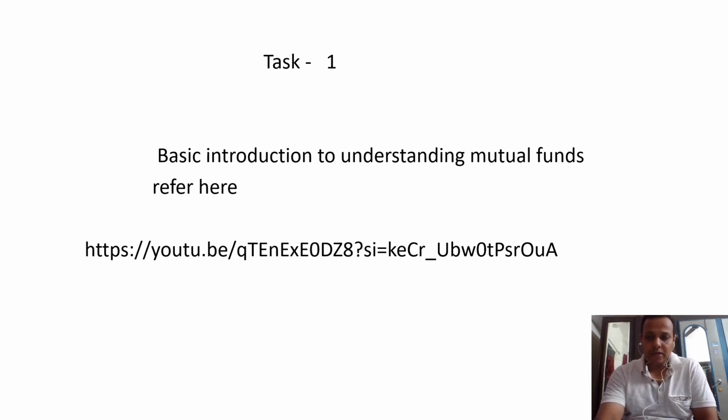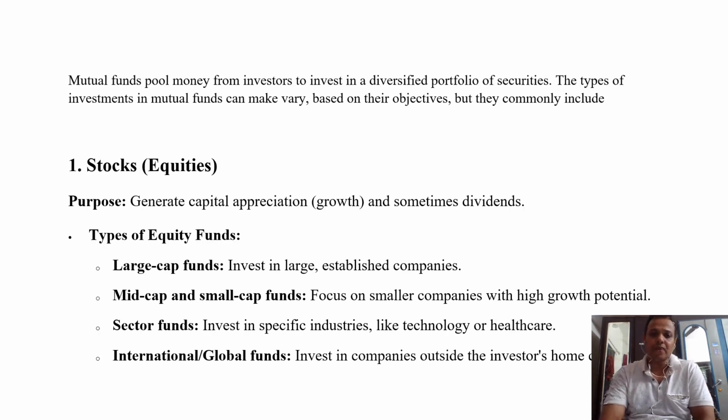So we'll go to the next slide, which talks about the various investment avenues and how these investment avenues can be made profitable for investors. A mutual fund pools money from investors to invest in a diversified portfolio of securities. That's why it is the money of many. So mutual funds are also called the money of many.